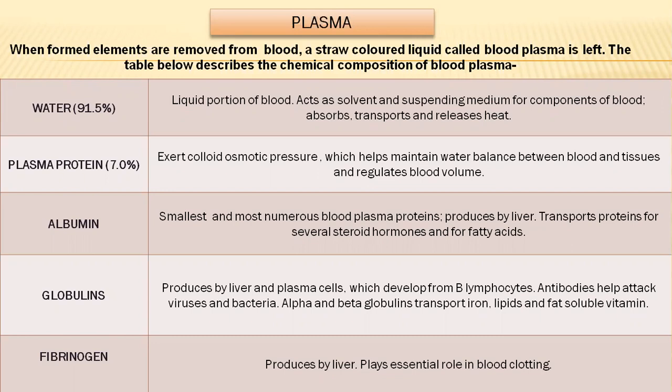Blood plasma is composed mainly of water. Water is 91.5%, and this water is just the liquid portion of blood, and it will act as a solvent and suspending medium for components of blood. It also absorbs, transports and releases heat. So this water is also contributing to the thermoregulatory property of blood. So blood is also involved in thermoregulation.